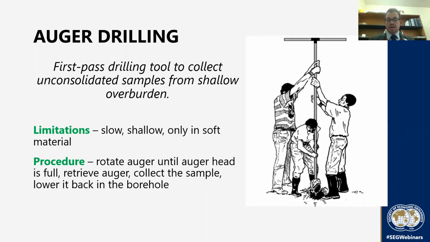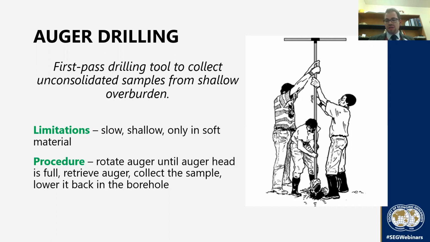As soon as you hit bedrock, or if you hit any boulders that are located within the soil, you will struggle and you won't be able to obtain a sample. And I think the image is quite self-explanatory. What geologists or samplers do is they drive this equipment into the ground and then rotate it around. And once the auger head is full, they pull it out and bag the sample into paper or plastic bags.